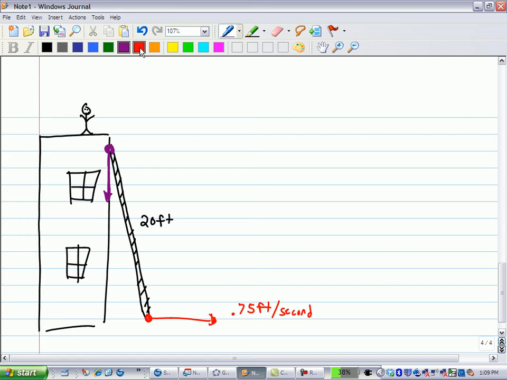Let's say that whoever's operating this ladder is not super intelligent and that this distance starts at 1 foot. I say not super intelligent because that's probably not a very safe angle. If you've ever climbed a ladder and you're up 20 feet and you've only got 1 foot difference between the base and the top, that's not going to be great.